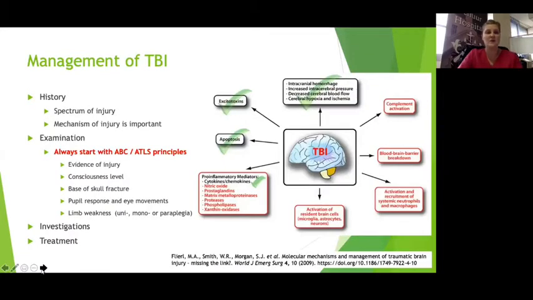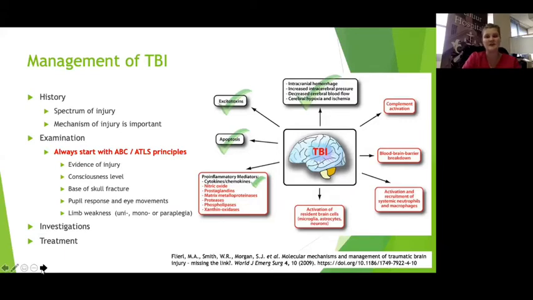To kick off, the management of TBI starts from the moment that you get a history about the patient, from the mechanism of the injury, whether that happens to be the paramedic that brings the patient in, or the family member that arrives with these patients.